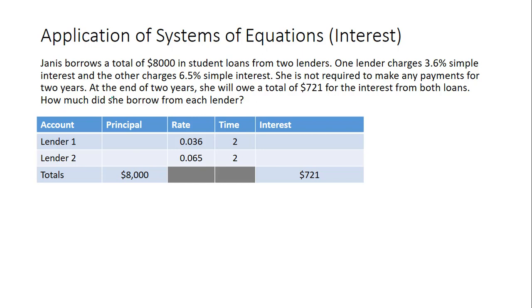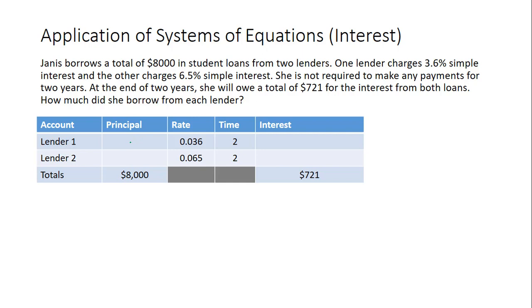At the end of 2 years, she will owe a total of $721 for the interest from both loans. How much did she borrow from each lender? I've organized this information in a chart. We have account in the first column, principal, rate, time, and interest. In the first row, we have the information for lender 1.